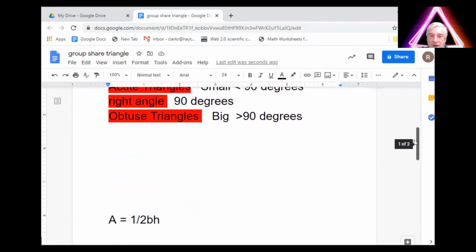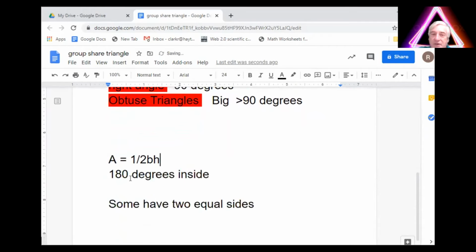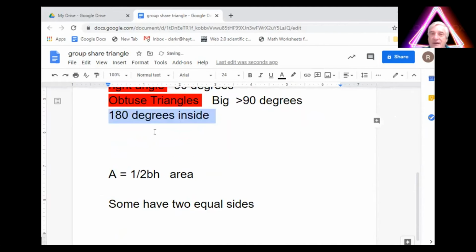What else did you tell me about? 1/2 base times height. Somebody actually in the class actually knew the area of a triangle. Very good. That's the area, 1/2 the base times the height. What else did you know? There's 180 degrees inside a triangle. I think we had that in class the other day. I'm glad somebody wrote it down. Some have 2 equal sides.